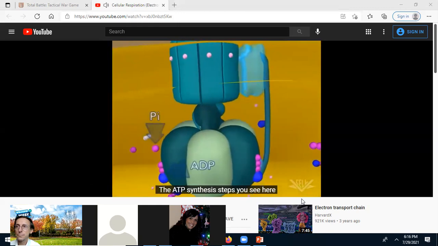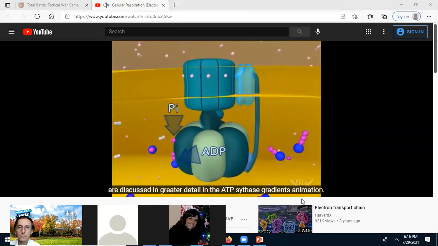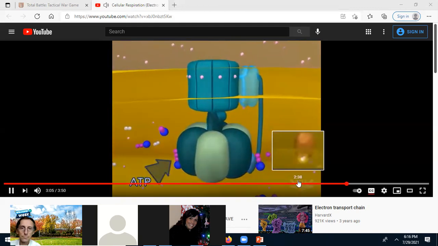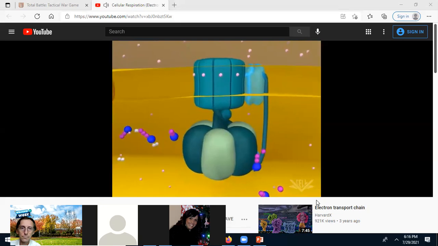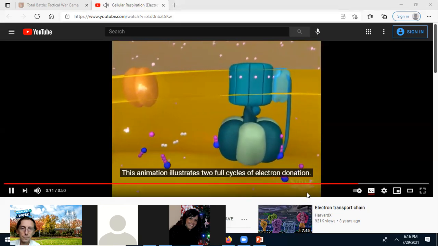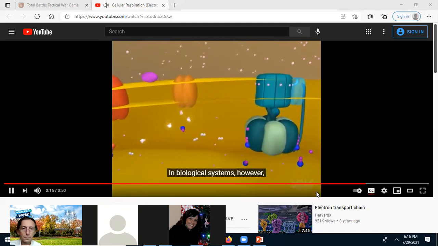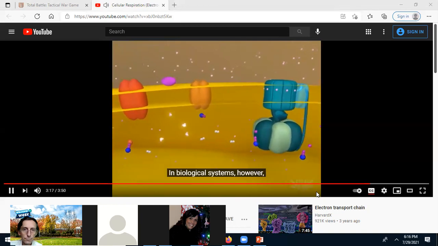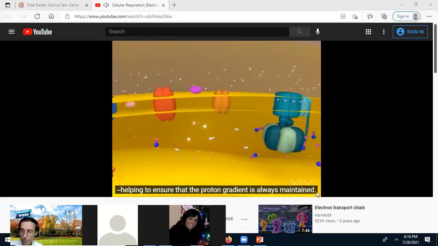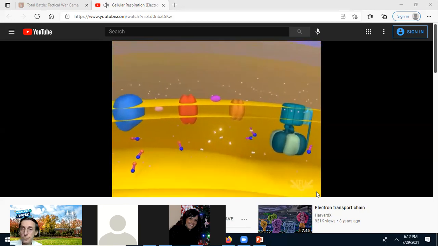The ATP synthesis steps you see here are discussed in greater detail in the ATP synthase gradients animation. This animation illustrates two full cycles of electron donation. In biological systems, however, many electron transport cycles occur simultaneously, helping to ensure that the proton gradient is always maintained.